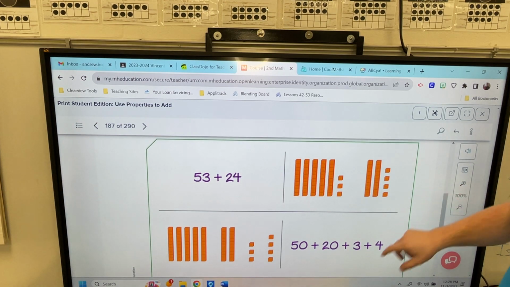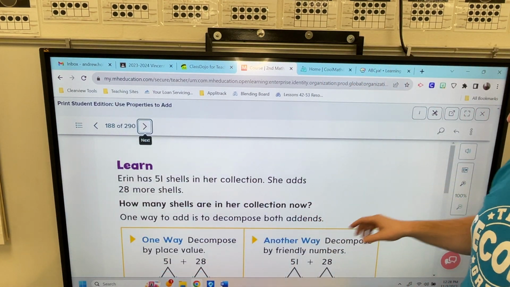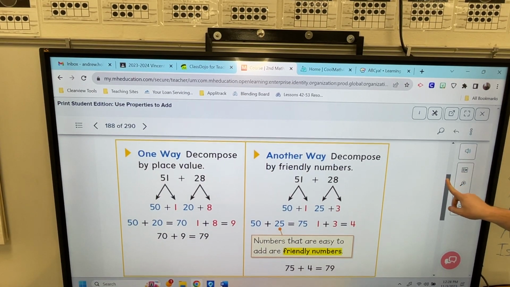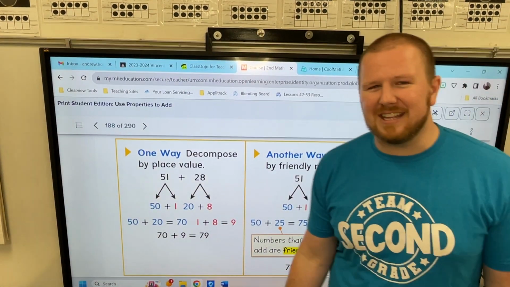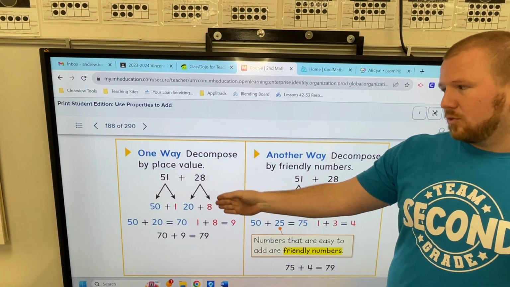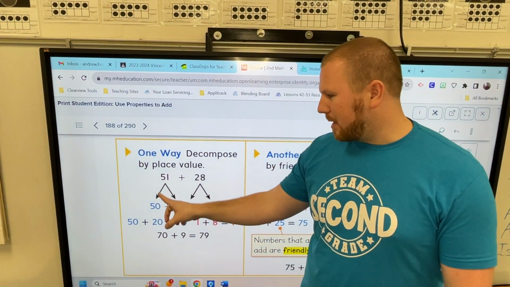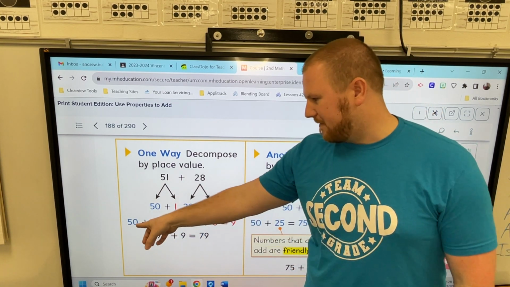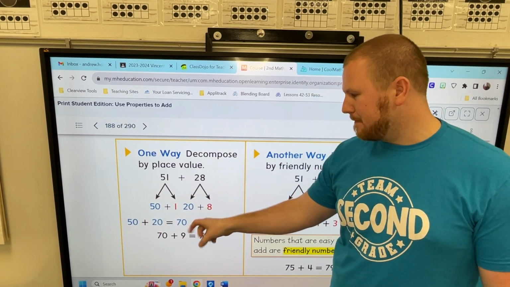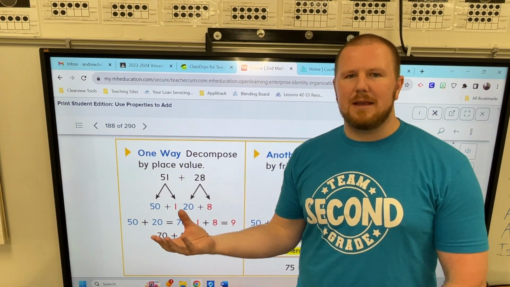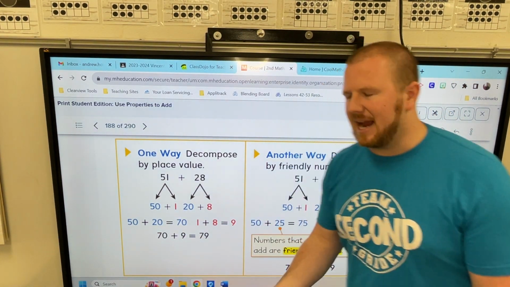Now on the next page, this is another lesson that we've done before. They show us two ways to do it. And as I've told my friends, there's really one easy way to do it. This would be the easiest way: separate the tens and the ones and do them separately. 50 plus 20 equals 70. 1 plus 8 equals 9. So put those together, 70 plus 9 equals 79.